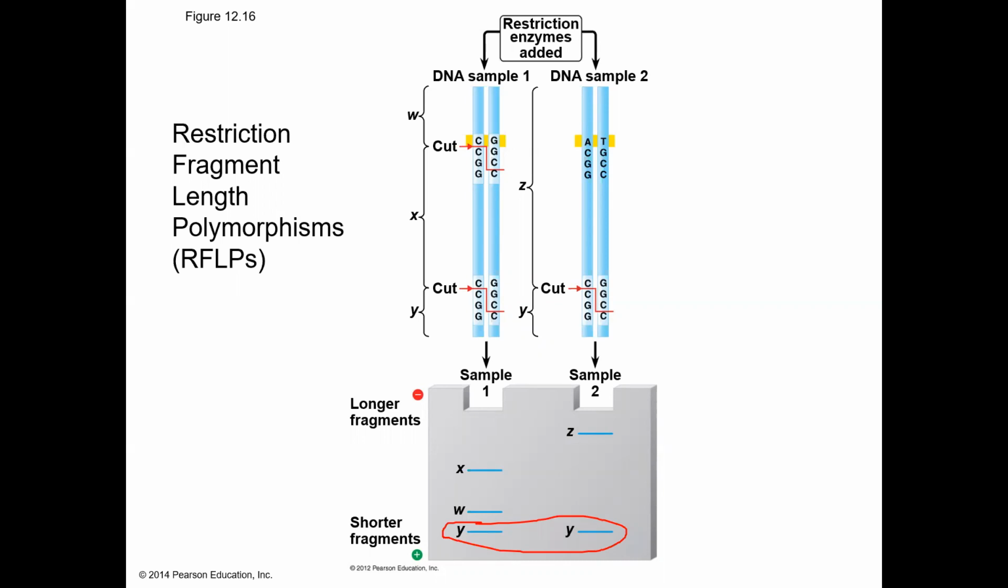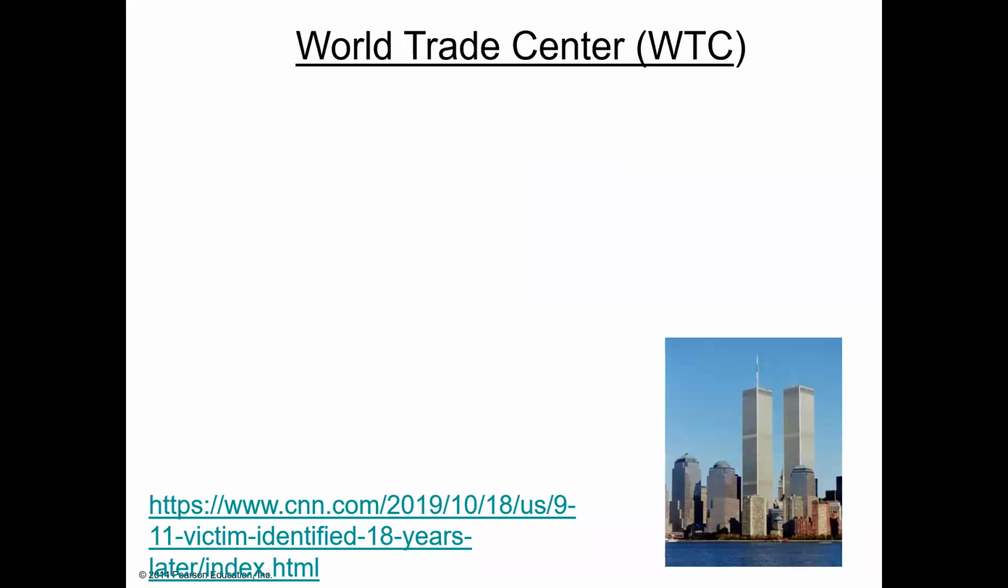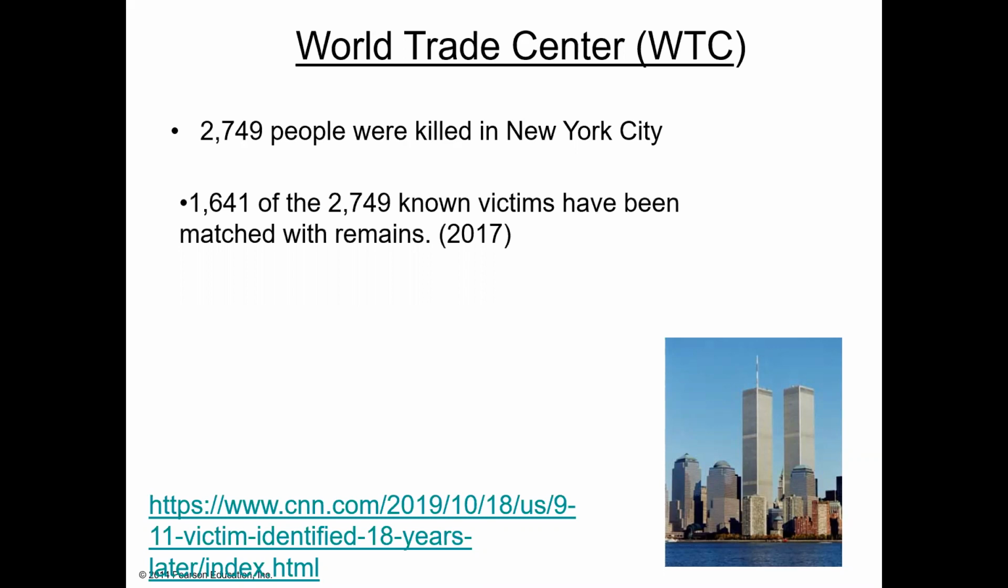And again, you can use this to compare samples to see if this DNA sample here has any relation to DNA sample 2. That's what you're looking for, some type of relation. And this was used quite a bit during the World Trade Center tragedy of 9/11 in 2001. So just about 2,800 people were killed in New York City, and only about 1,650 of the 2,800 victims have been matched with their remains. And they're doing this through RFLP.